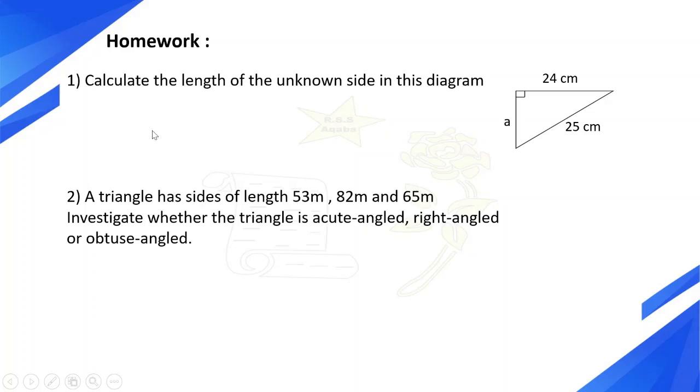Now please try to answer the homework. We have two exercises. The first one, calculate the length of the unknown side in this diagram. This is the unknown side. Find the value of A. And question number 2, a triangle has sides of length 53 meters, 82 meters, and 65 meters. Investigate whether the triangle is acute angled, right angled, or obtuse angled.